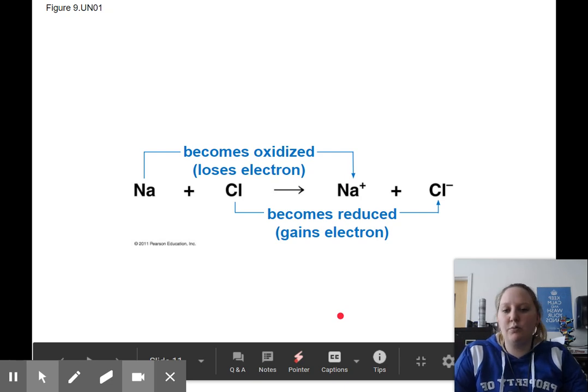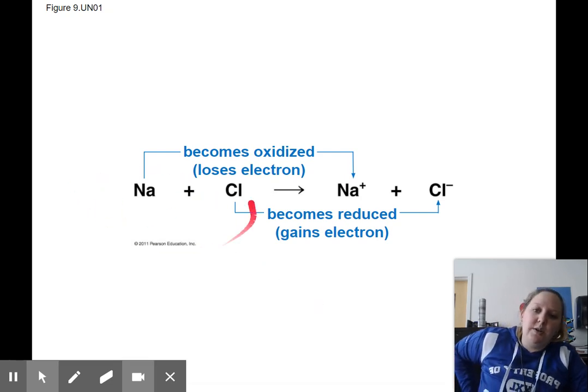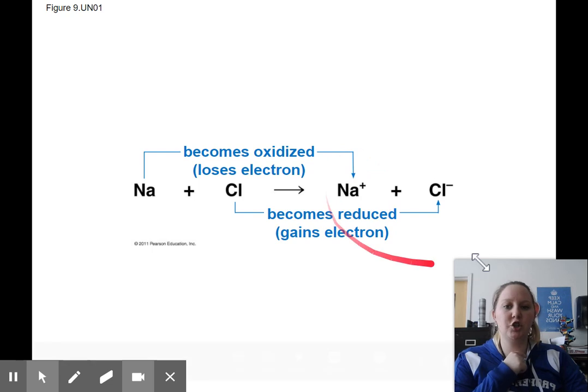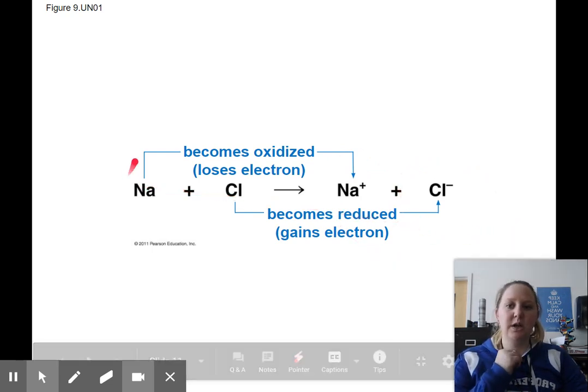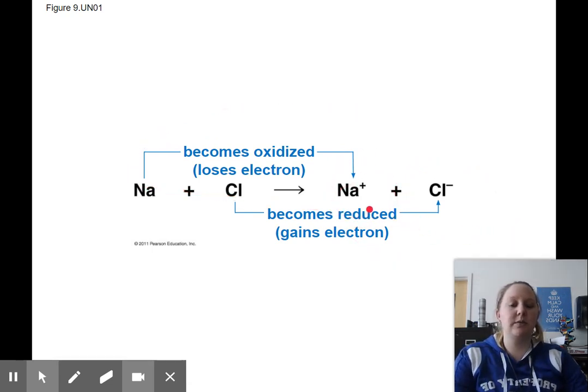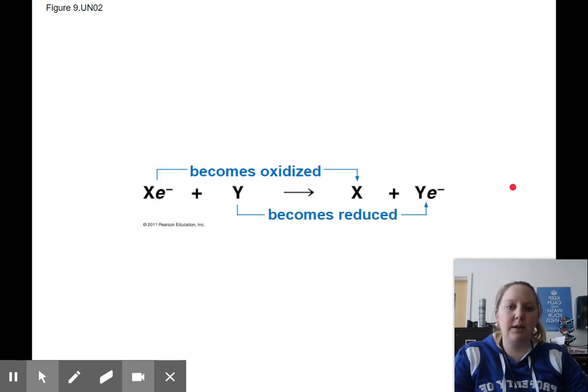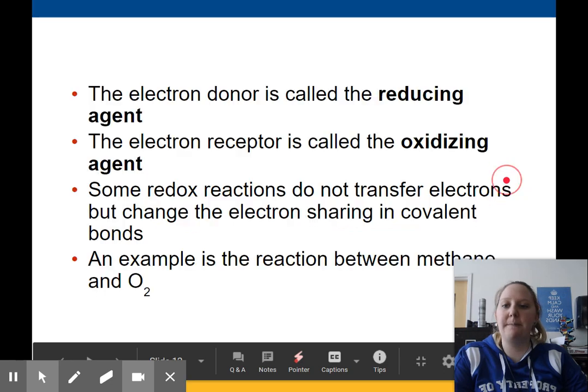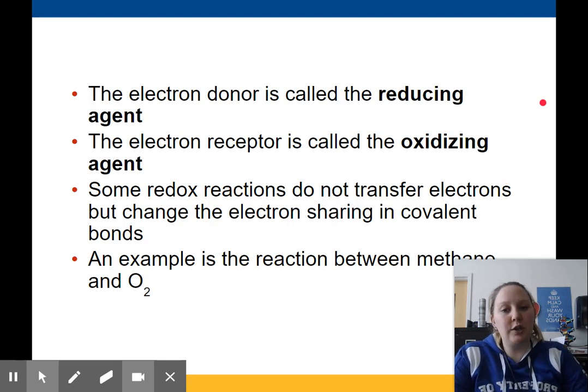Here's your standard redox reaction. So we have sodium and chlorine, and we get that transfer of electrons between the two. Sodium becomes oxidized because it loses an electron, and chlorine becomes reduced because it gains an electron. Just again, another way of looking at it, that movement of the electron from one to the other. The electron donor is called a reducing agent, whereas the electron acceptor is called the oxidizing agent.